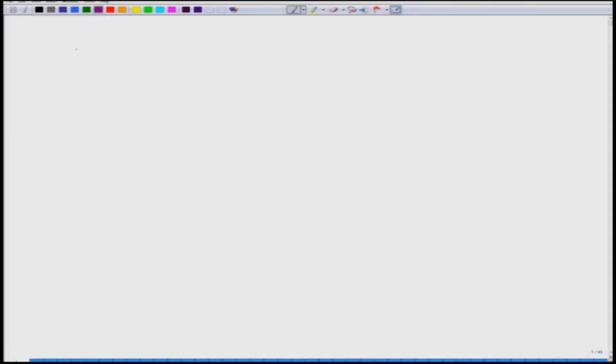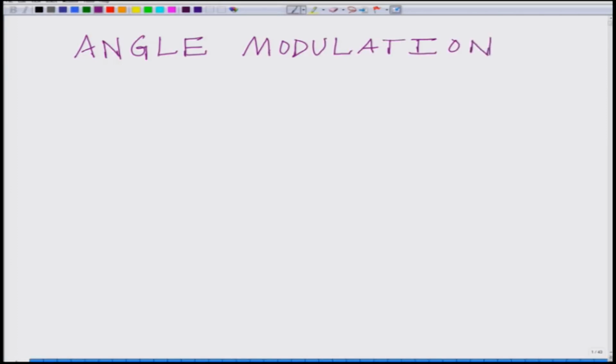So far we have looked at amplitude modulation. We will now look at a different form of modulation, that is termed as angle modulation.